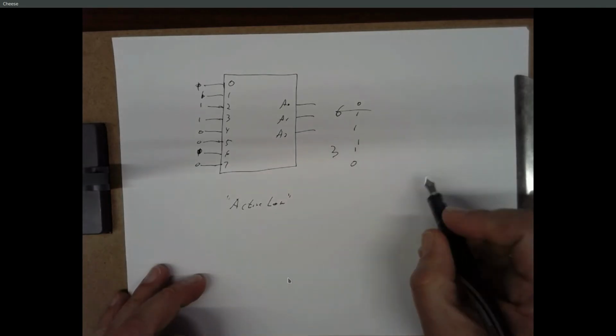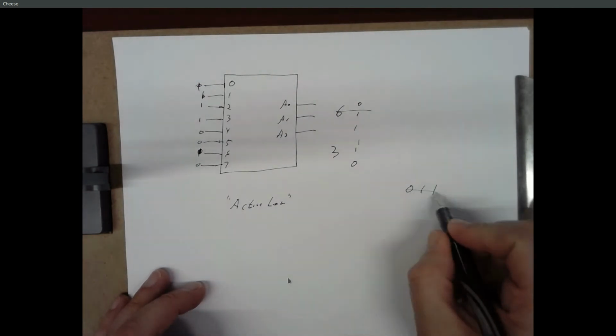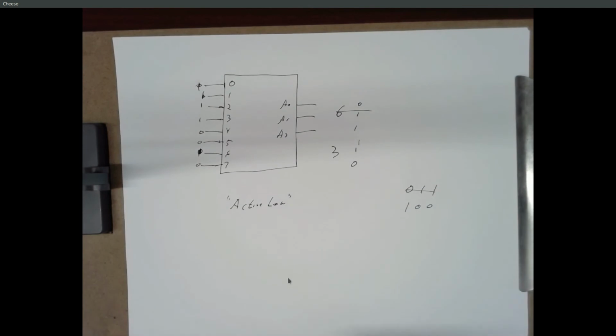So if we want to output a 3, we would normally do it like that. But this chip will actually do it with the complement of each bit. That's also part of being active low. 0 means a 1 and 1 means a 0, basically.